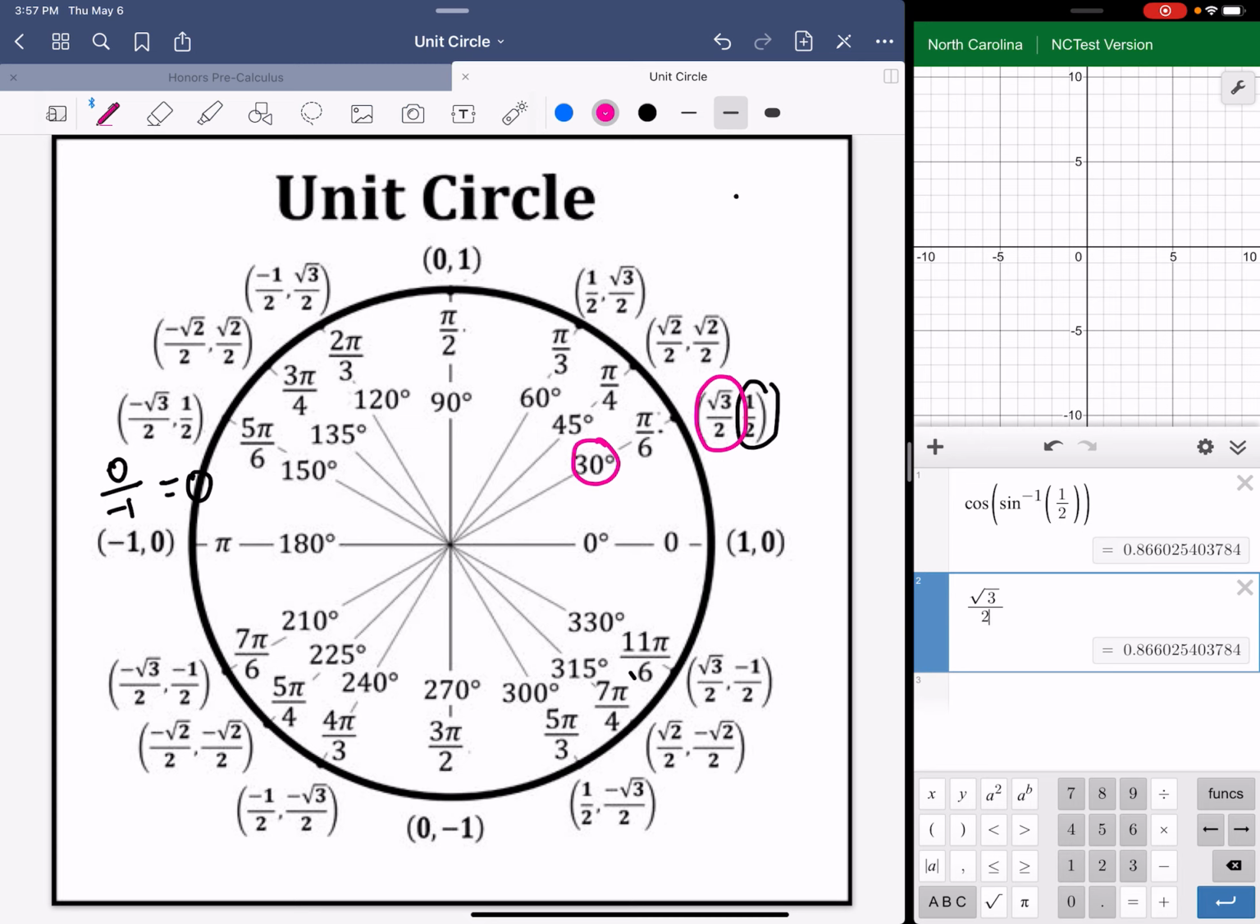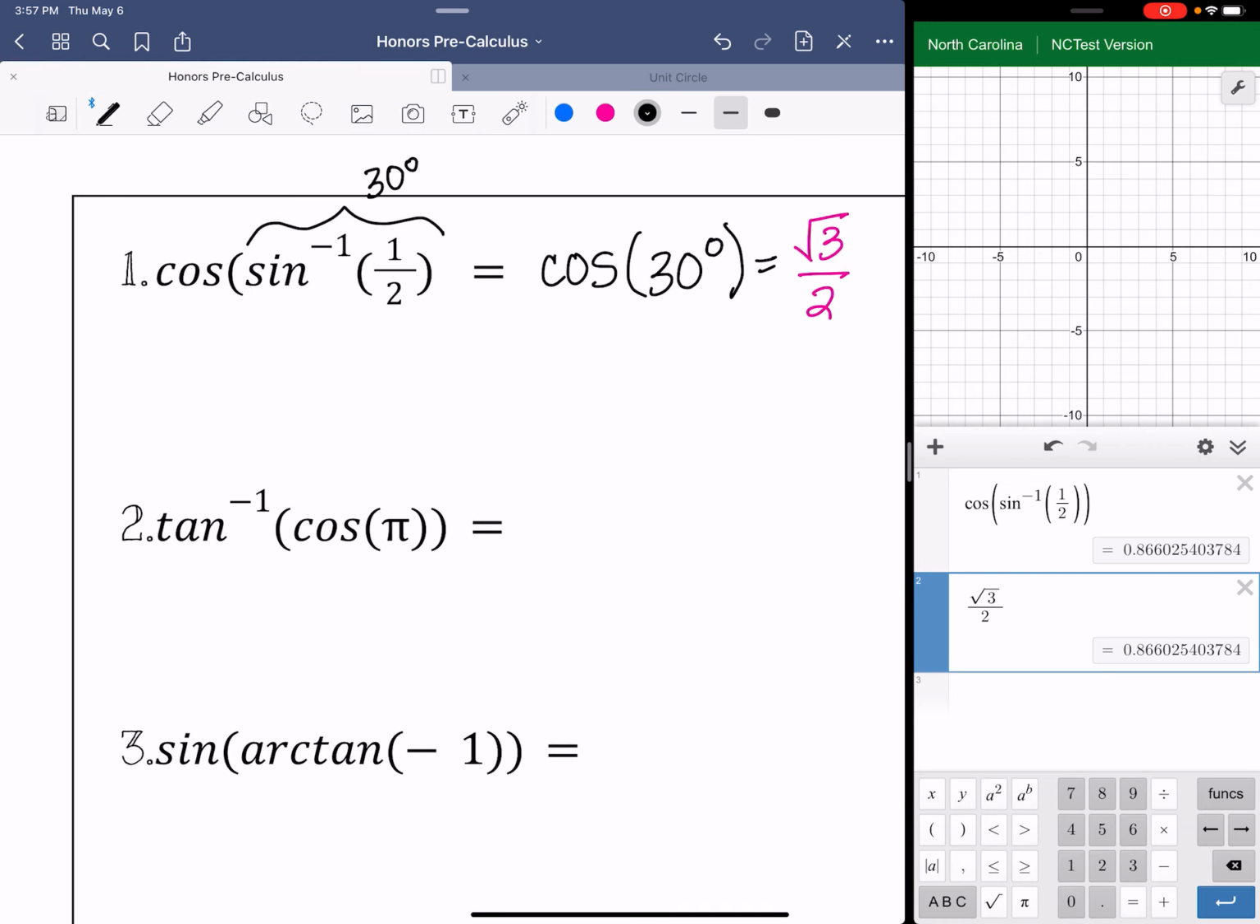So remember, cosine only works between 1 and 2. So we're looking at pi. The cosine of pi is going to be negative 1. So this is negative 1.